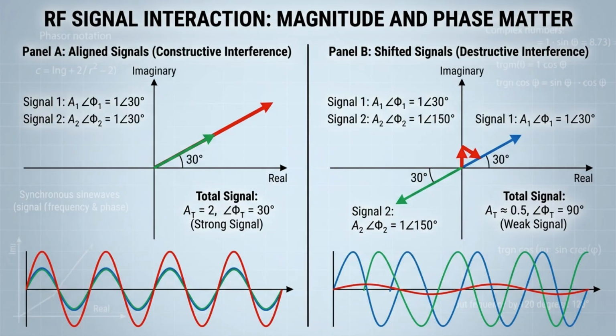When multiple RF signals interact, their behavior depends not only on how strong they are, but also on their direction in phase space. Two signals with the same amplitude can produce completely different results depending on whether they are aligned or shifted in phase. This is something scalar values cannot represent.